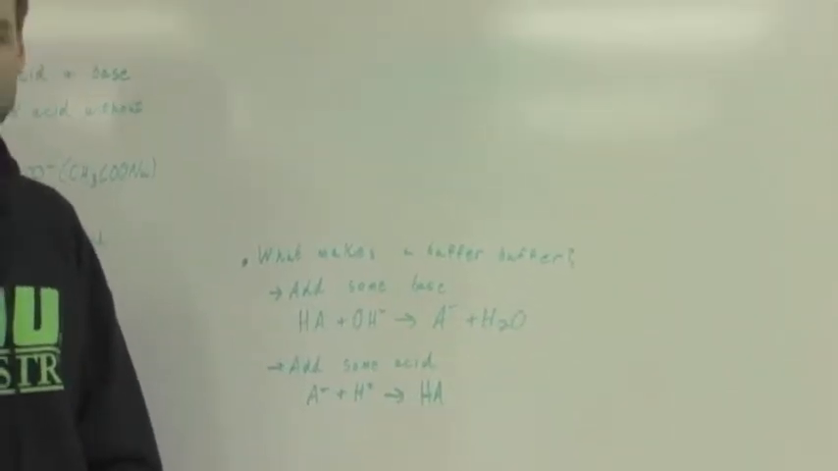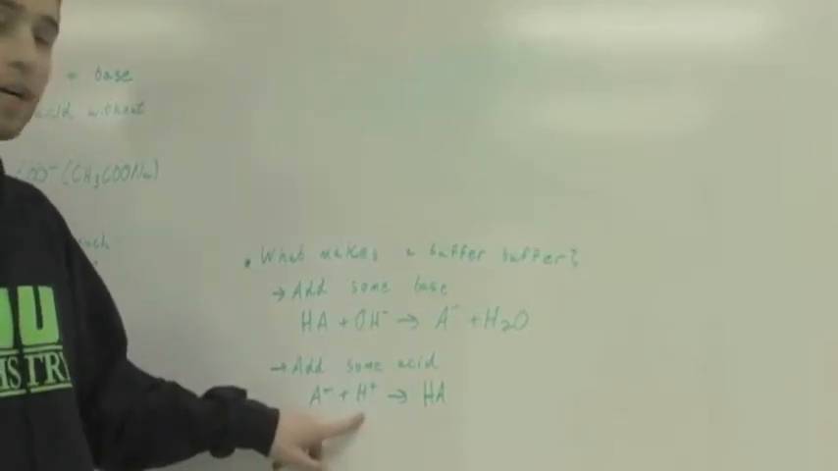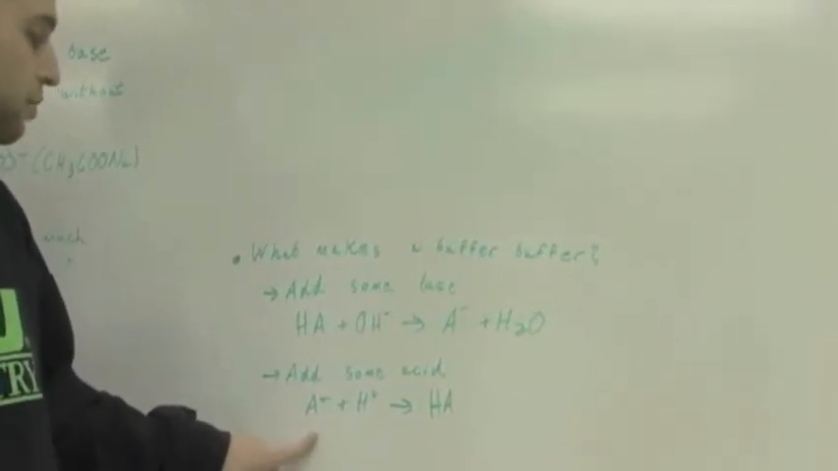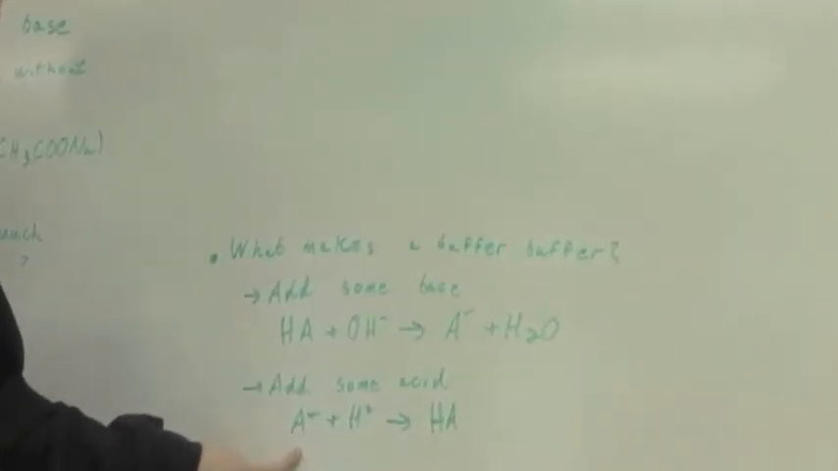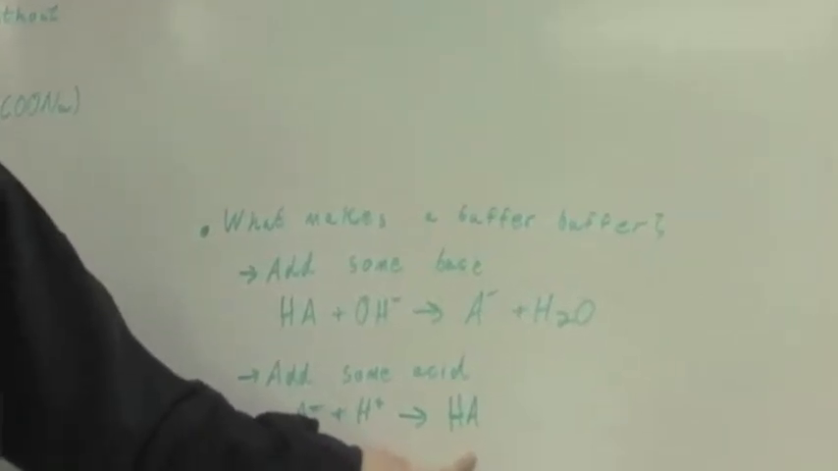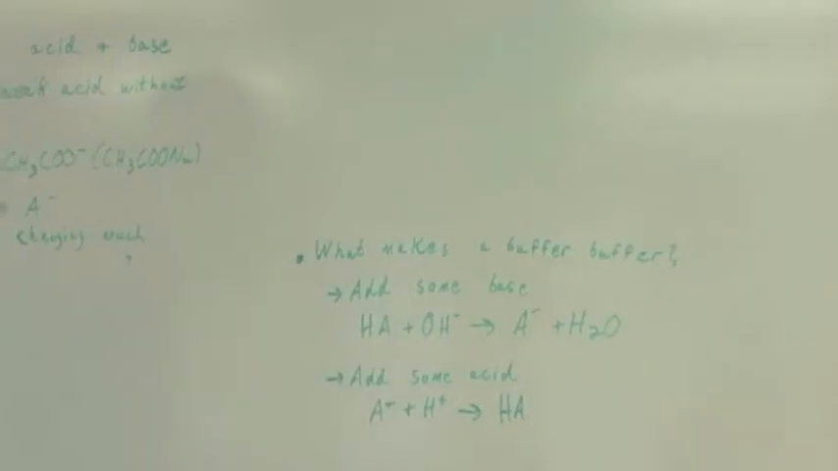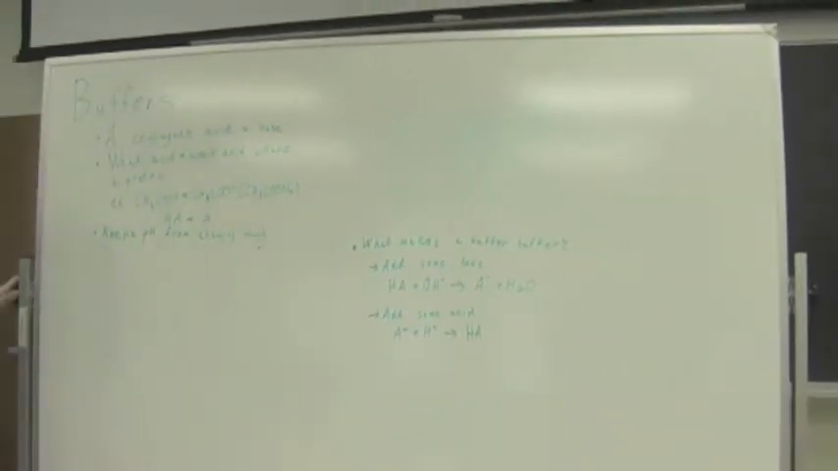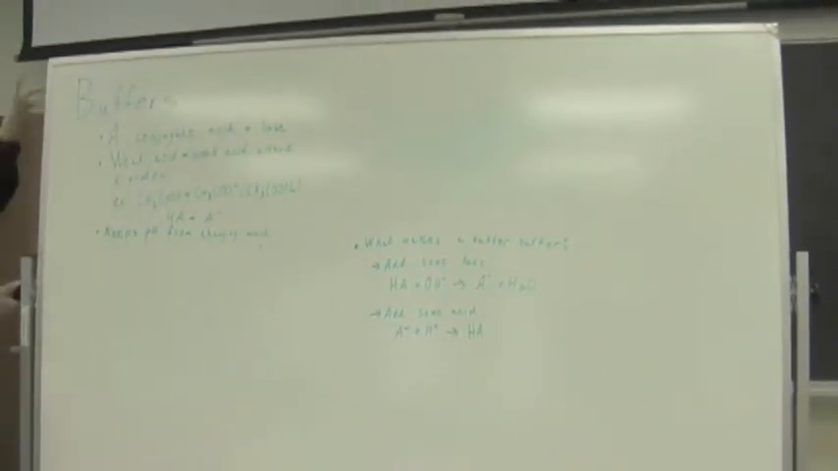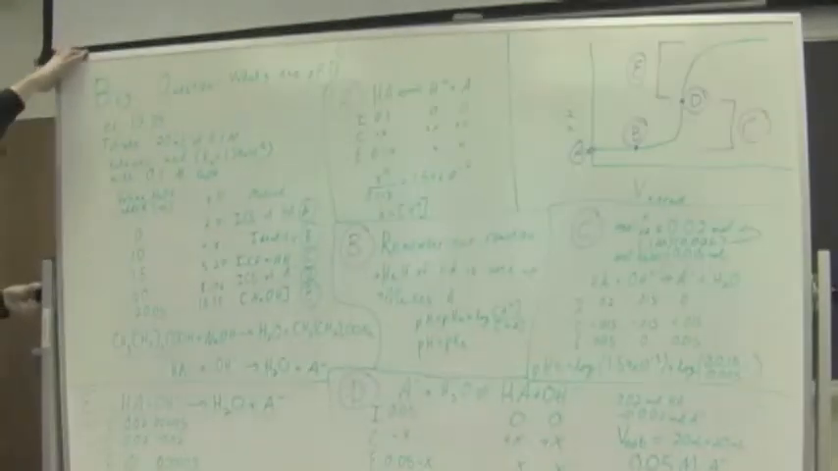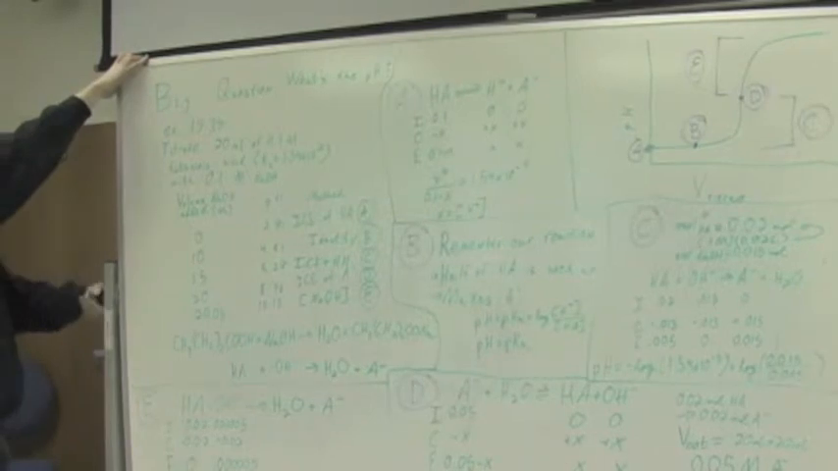And what if I add some strong acid? Well, that strong acid is going to react with the conjugate base, this A-, to make conjugate acid. So that's the concept. The concept is easy. The harder part is figuring out what the pH is. And that's why we're going to go through one of your book problems here.